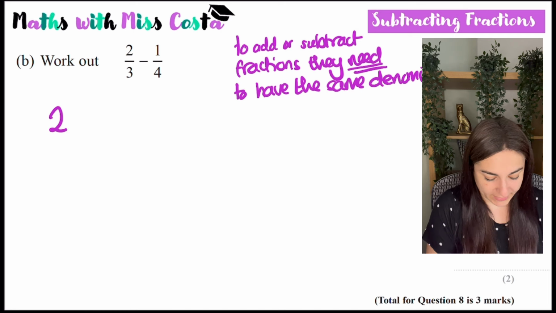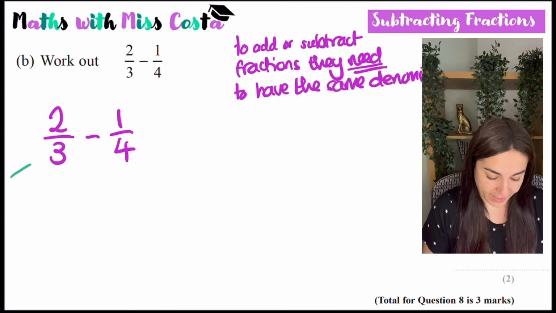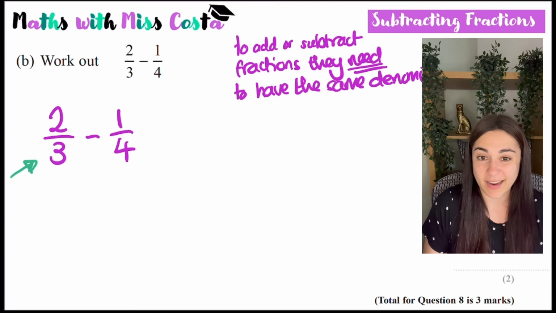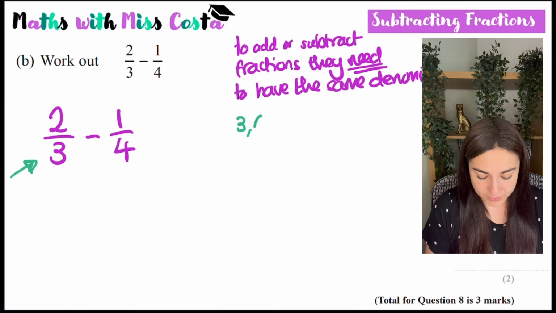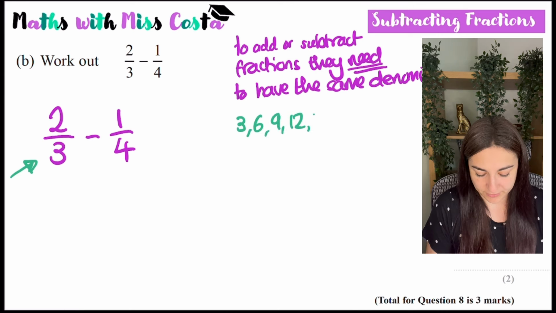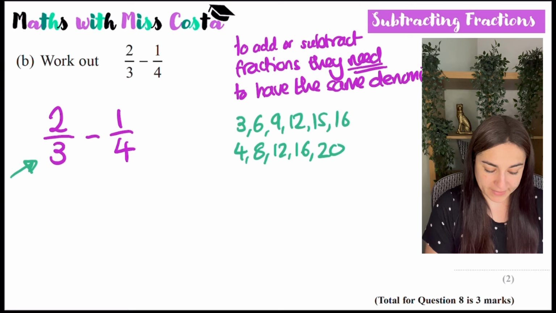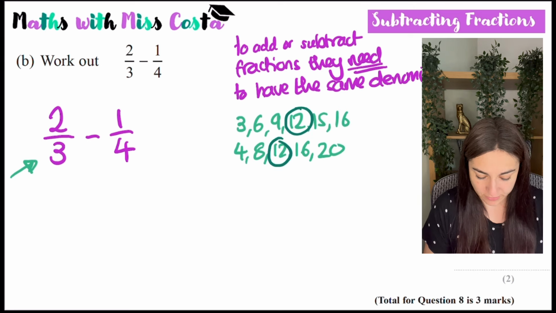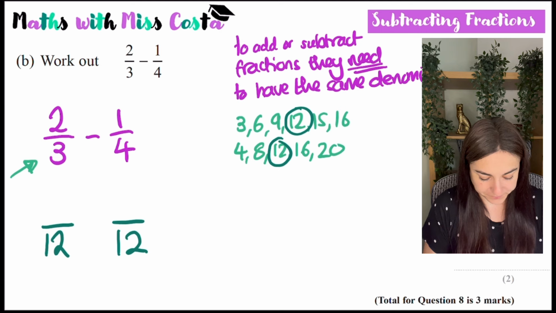Well, what we do is we look for the lowest common multiple, the first number that appears in both of the numbers' times tables. So we look at the denominators, and if you're not confident with them or if they're slightly higher numbers, what you want to do is just write out the times tables of each of them, just the first few, and then think to yourself, what is the first number that appears in both of these numbers' times tables? And that would be 12. So your new denominator is going to be 12.